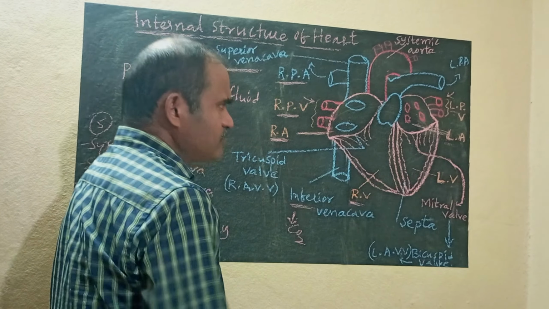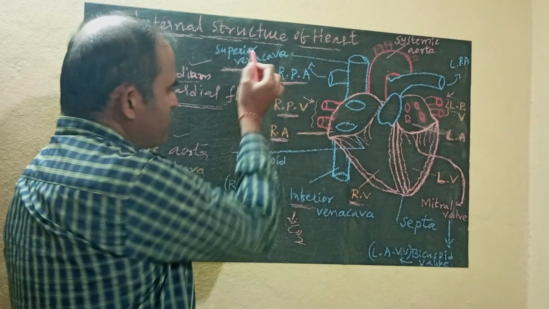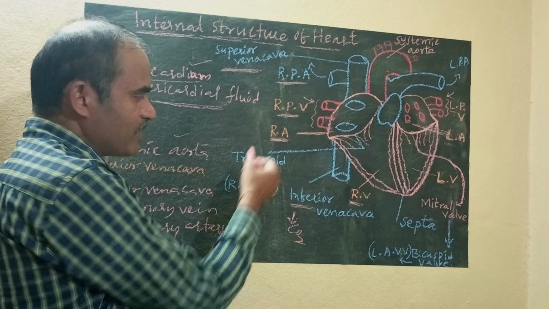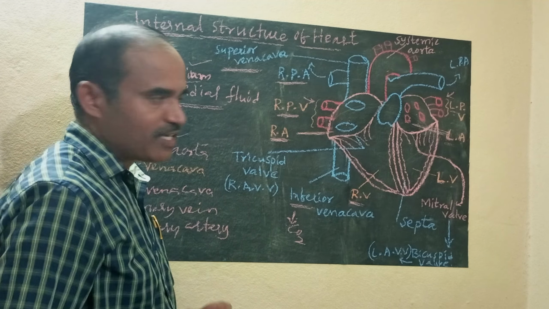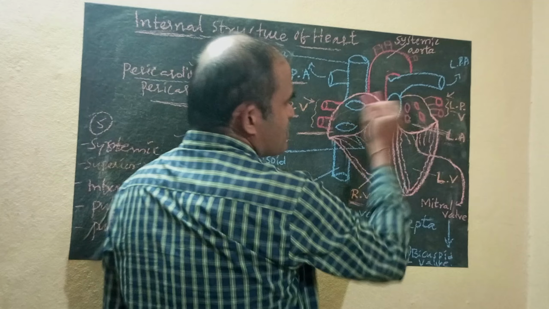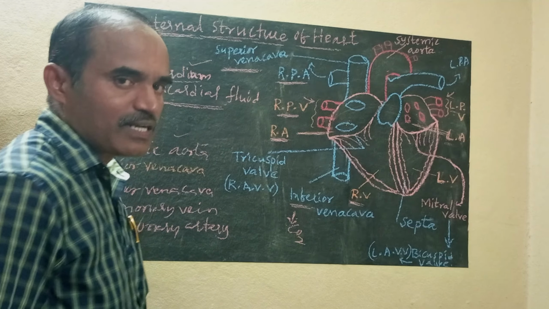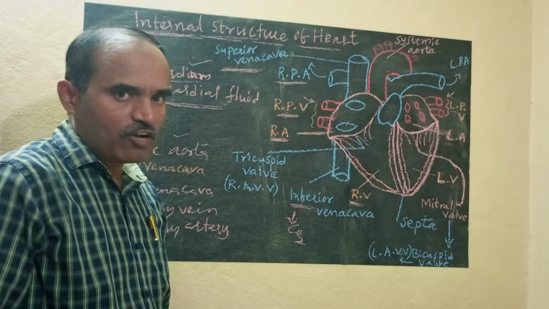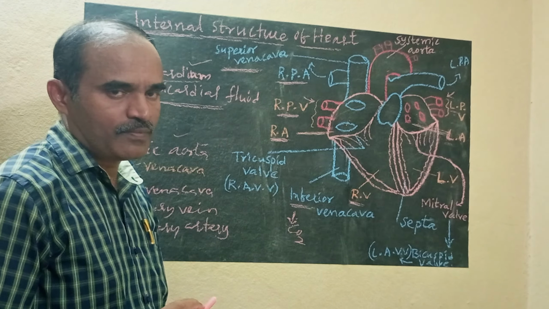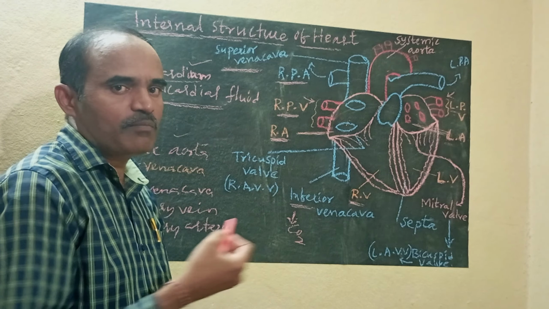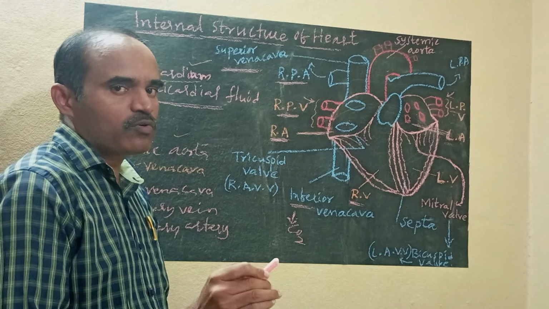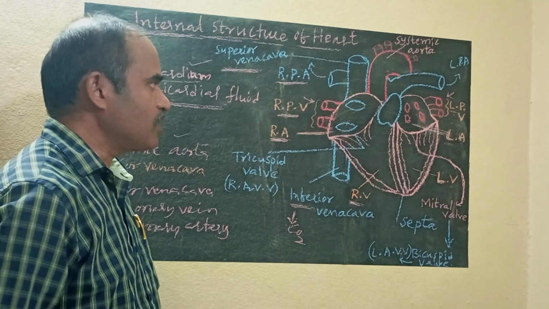Next, the superior vena cava and inferior vena cava collect the deoxygenated blood, and the left and right pulmonary veins collect oxygenated blood. Now we are going to discuss how the blood flows from one chamber to another chamber.